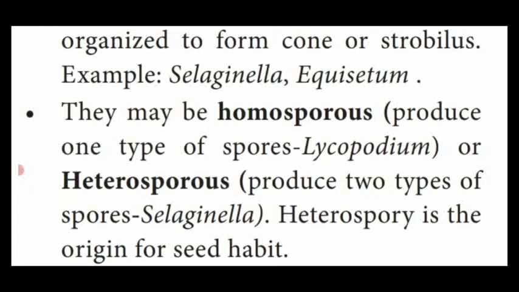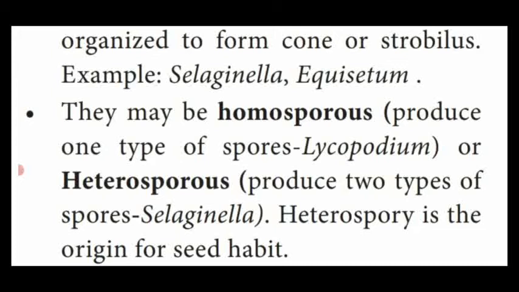Next one, inside the sporangium they produce the spores. The type of spores is also differentiated into 2. One is homosporous, another one is heterosporous. Homo means same. Same type of spores are produced in some kinds of pteridophytic plants. Other plants which produce 2 different types of spores are known as heterosporous. Homosporous example, Lycopodium. Heterosporous example, Selaginella.